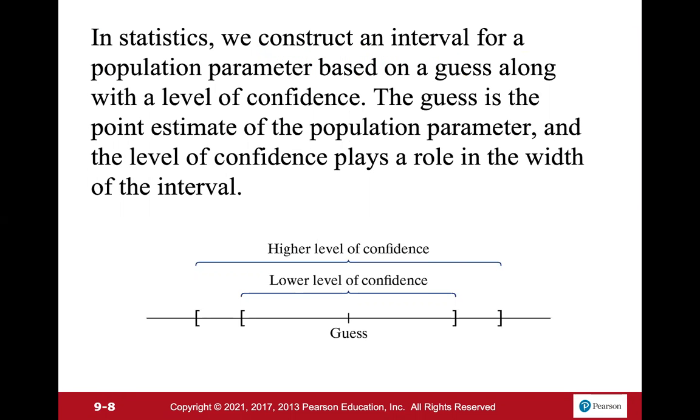Now, in statistics, we construct an interval for a population parameter based on a guess along with the level of confidence. The guess is a point estimate of the population, and the level of confidence plays a role in the width of the interval. Notice that the higher the confidence level, the bigger the interval. If you're 100% confident, you want something that's extremely wide, right?